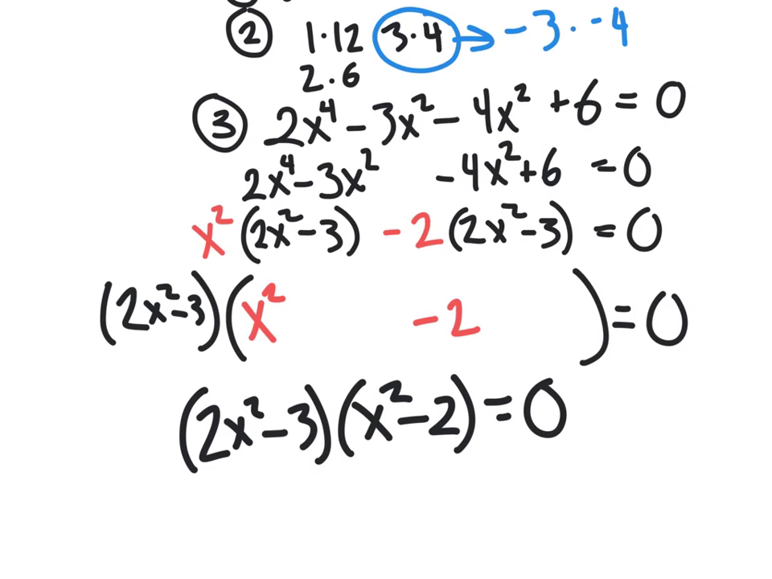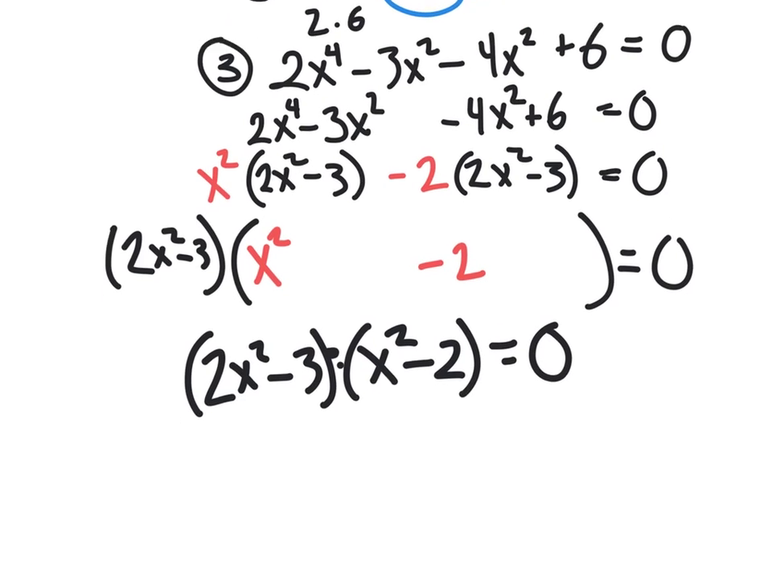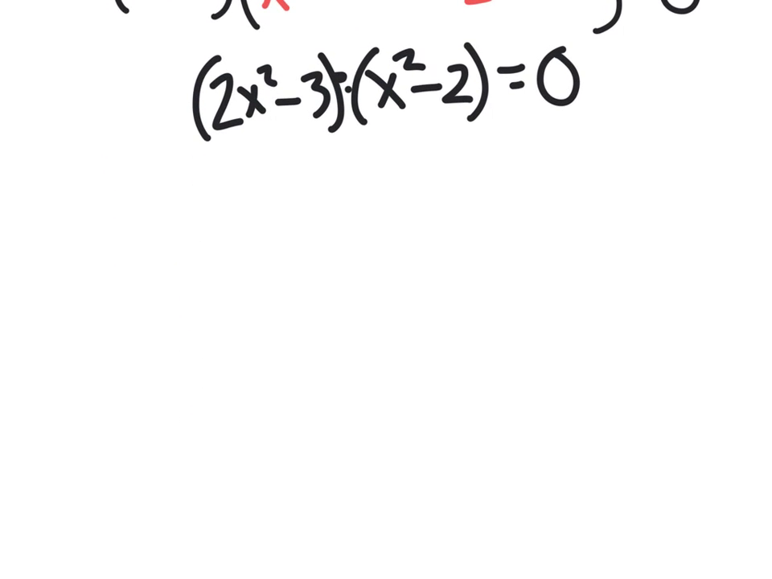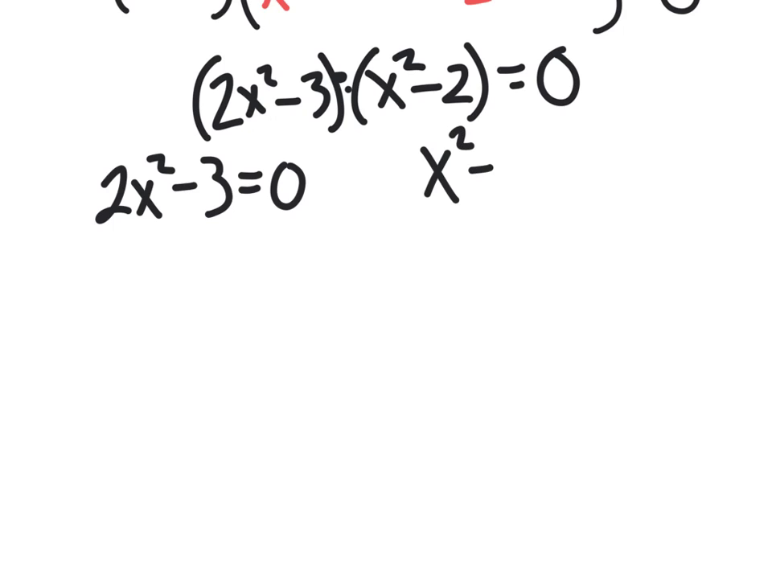Now, why did I want to factor it? Why do I want to end up with multiplication instead of the original polynomial? Well, I want to end up with multiplication because when I have something times something equals 0, I could use the zero product property to split them and set them each equal to 0. So that's exactly what I want to do. I want to take the 2x squared minus 3 and say that it's equal to 0. And I'm going to take the x squared minus 2 and say that it's equal to 0.